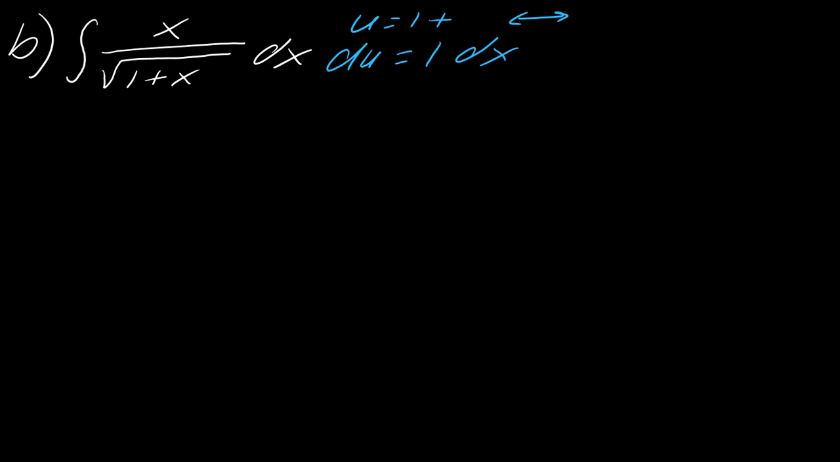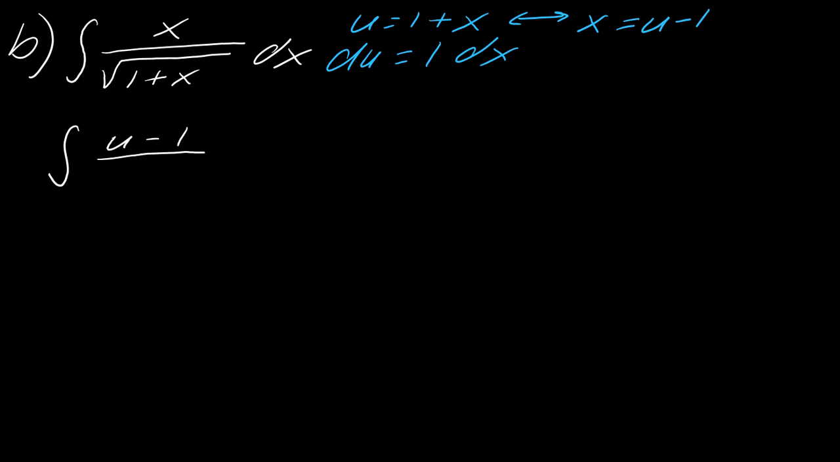Here, let me erase that. So my u is 1 plus x. Therefore, if I solve for x, my x is equal to u minus 1. This is a really standard trick that we use for substitution. So then I can start substituting. The top of this will become, let's see, u minus 1.